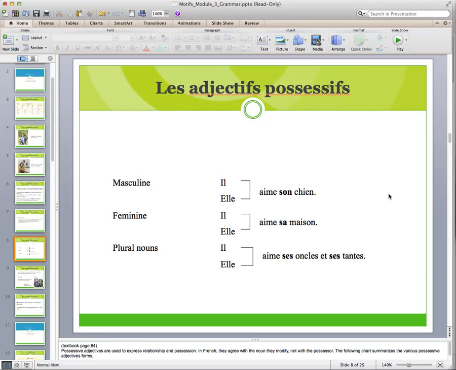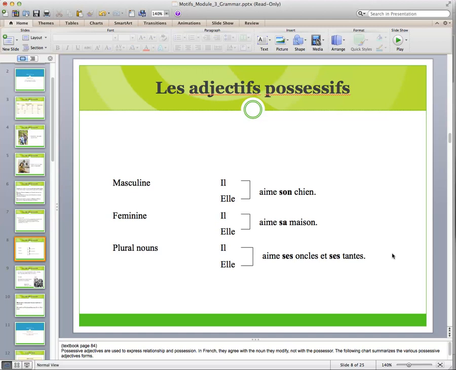If we have a feminine object like maison, house, we see a similar case. Il aime sa maison. He likes his house. Elle aime sa maison. She likes her house. The word maison is feminine, so the adjective that describes it has to also be feminine. It doesn't matter whether the sex of the possessor is masculine or feminine.